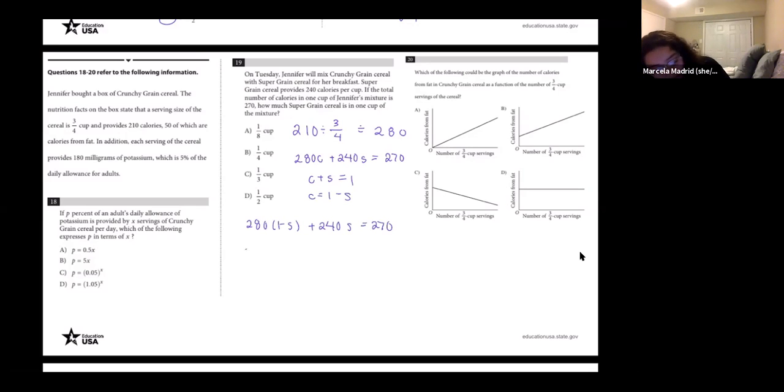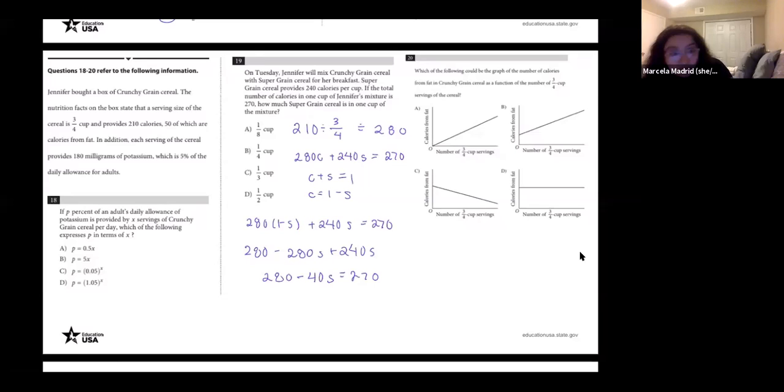If you simplify that, you're going to get 280 minus 280S plus 240S. Simplifying further, that's minus 40S, equals 270 minus 280. Moving forward, you subtract 280 from both sides to get negative 10. Divide both sides by 40. There are negatives on both sides, those cancel out, so you're going to get 1/4.